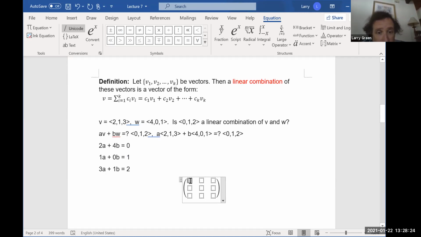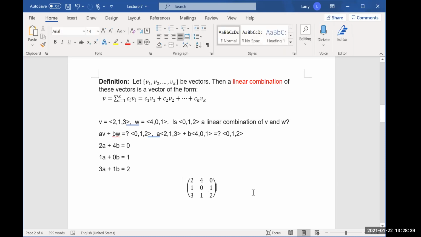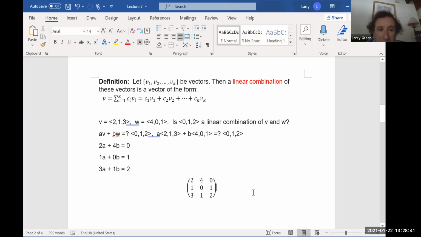And we get 2, 4, 0. We get 1, 0, 1. And we get 3, 1, 2. So notice that we started with a question that was just about vectors, and now we have a question about a matrix. What are we looking at? What should we do next?